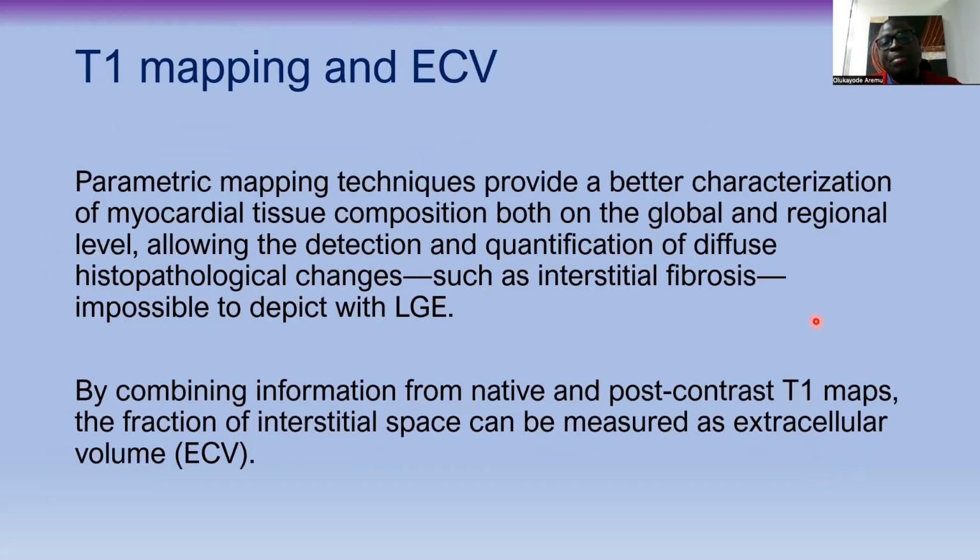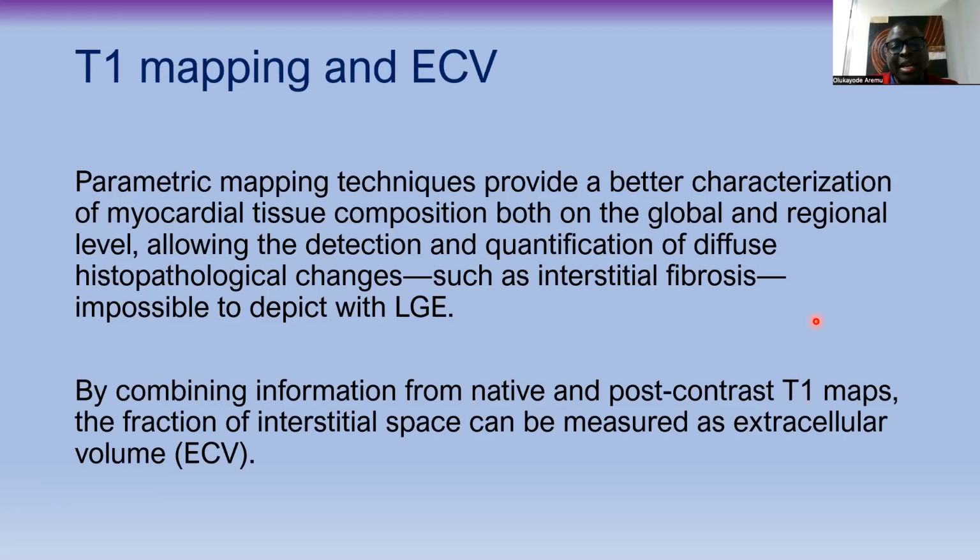Now, these techniques provide better characterization of tissue composition, both on the global and regional level, allowing the detection and quantification of histopathological changes such as fibrosis, which is impossible to see with LGE. So when you combine information from native and post-contrast T1 maps, the fraction of interstitial space can be measured as ECV. That is the extracellular volume fraction.